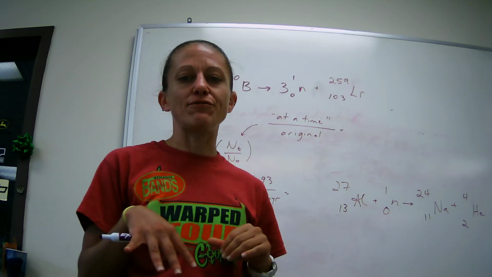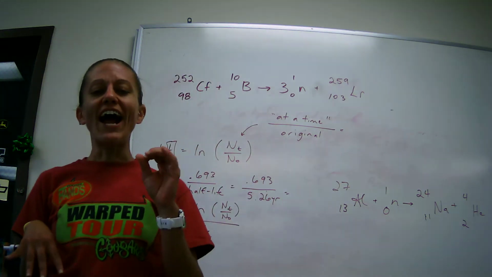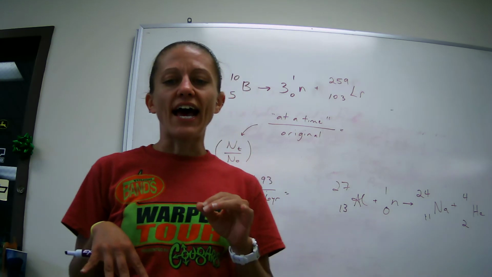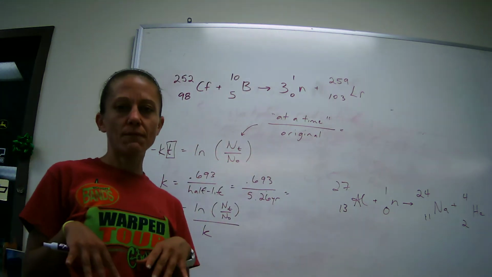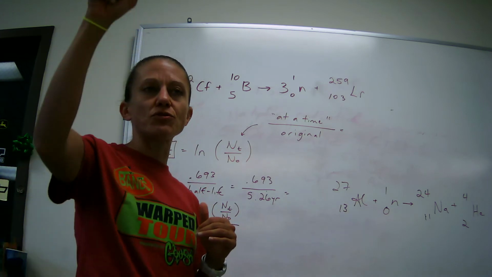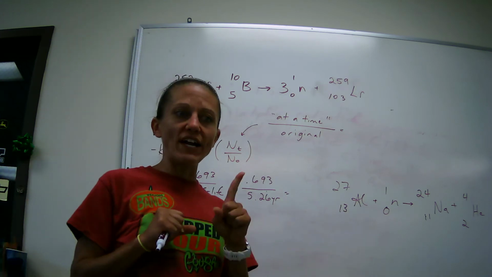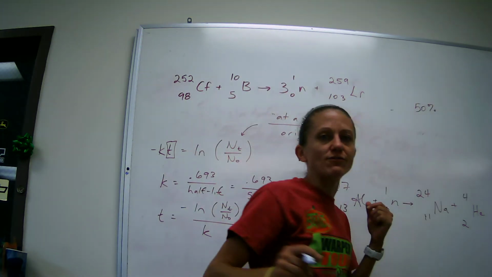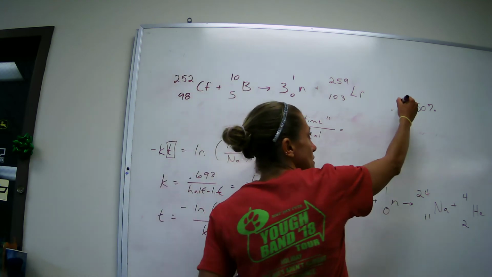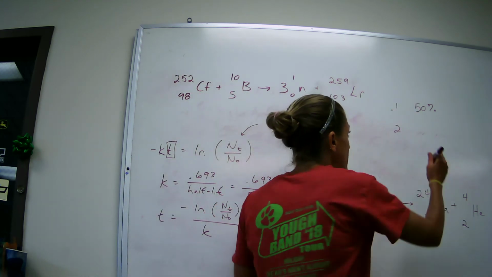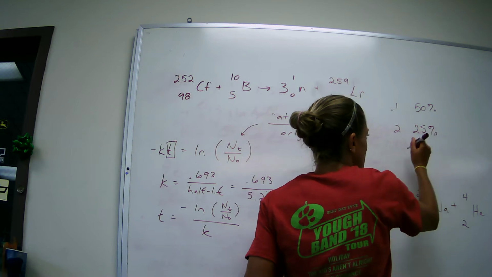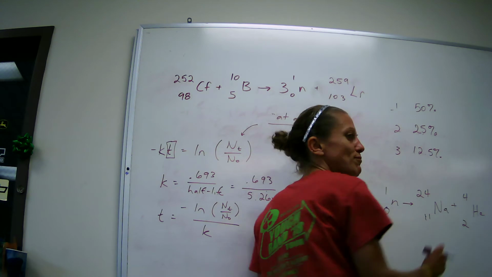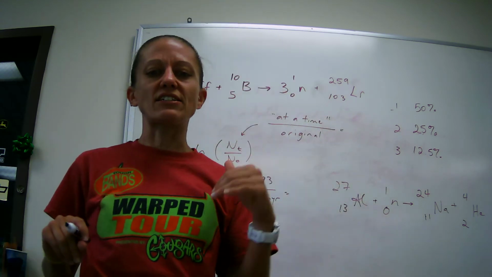Your half-life is the time taken for half a given quantity of a substance to react. So if I have one half-life, however long it takes, I've got 50% of my original radioactive nuclei. If two half-lives have gone by, I have 25% left. If three half-lives have gone by, it's 12.5% of my original radioactive sample.